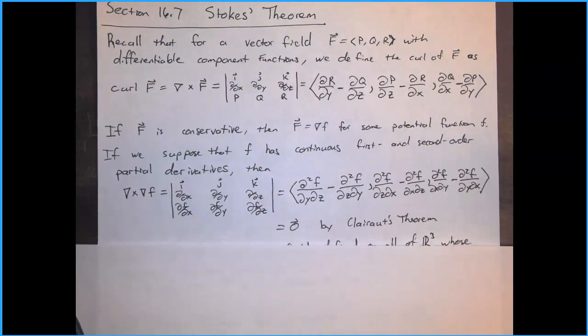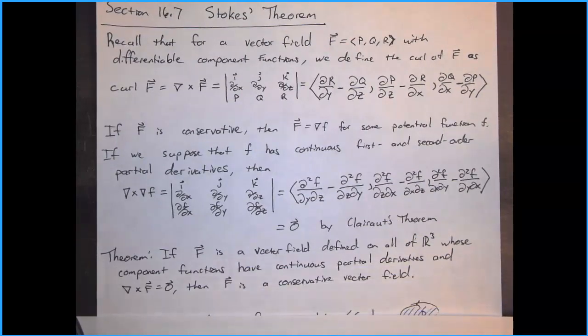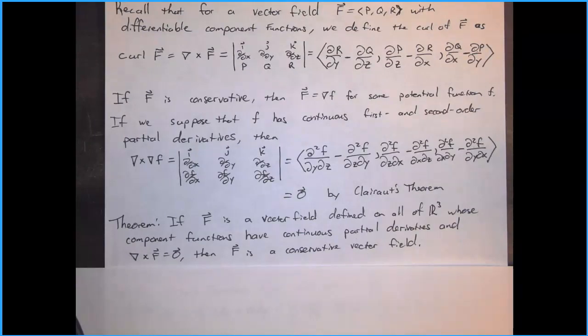If we want to go the other way and say, well, when will the curl being 0 tell us we have a conservative vector field? We need to assume the same kind of hypotheses we assumed when we talked about conservative vector fields in section 16.3. So this theorem says if F is a vector field defined on all of R3, whose component functions have continuous partial derivatives, and the curl of F is the 0 vector, then F is a conservative vector field.